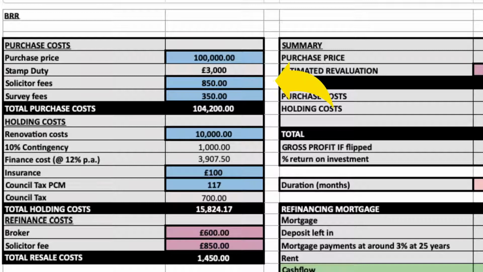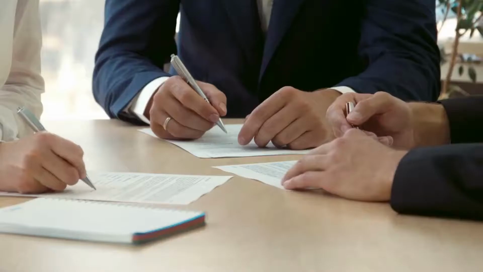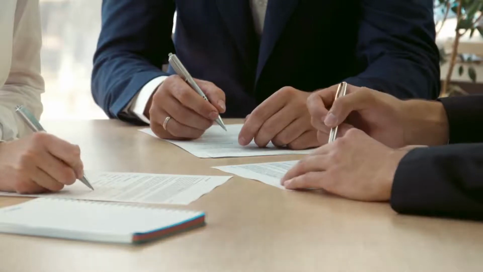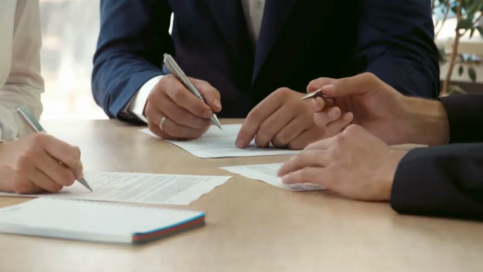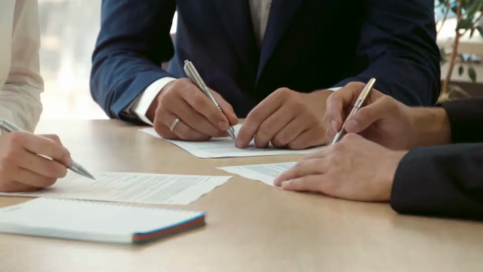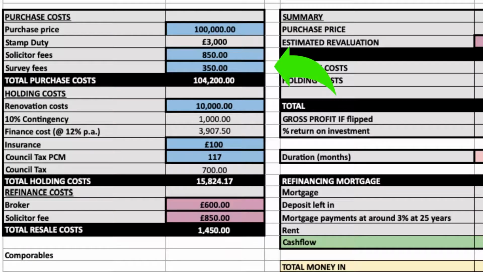Solicitor fees. On average, this is what I have paid across most of my transactions. You may get it slightly cheaper, you may find it is more expensive. Either way, you will need to obtain it and put this in. Survey fees. Often these can be included in your solicitor fees, but I have put it there because, if you do source a property from a deal sourcer, you can add that into the blue box instead. It saves you adding another cell and playing with the sheet.